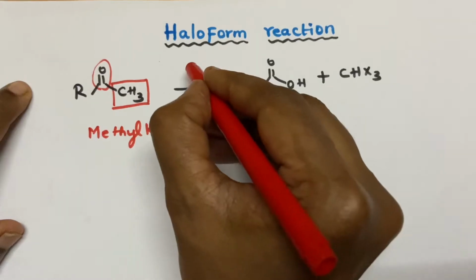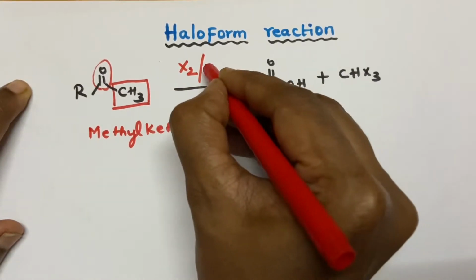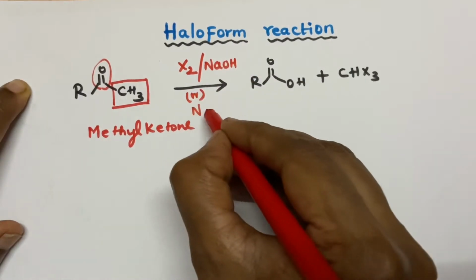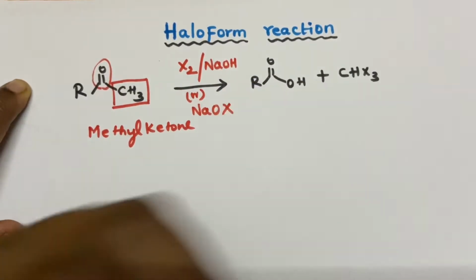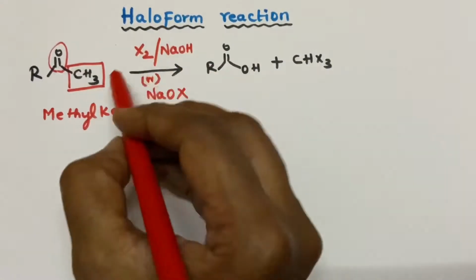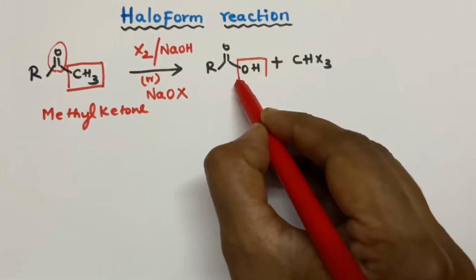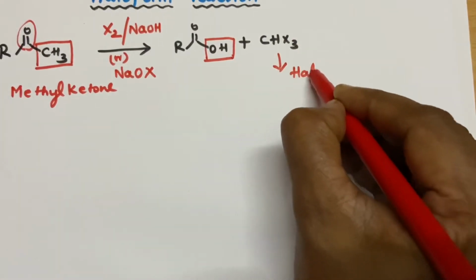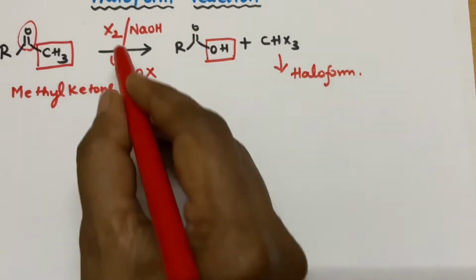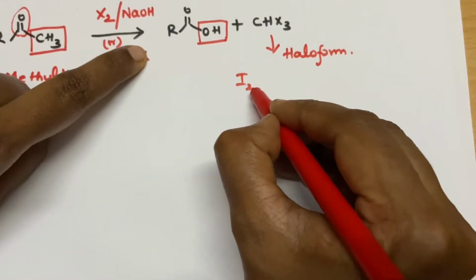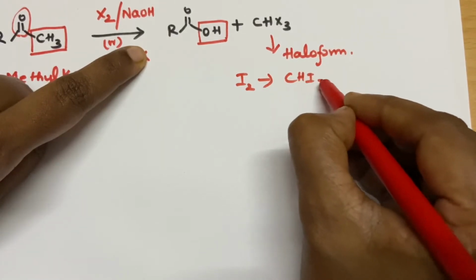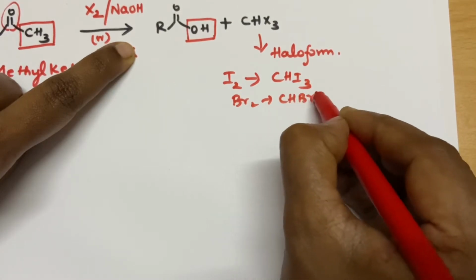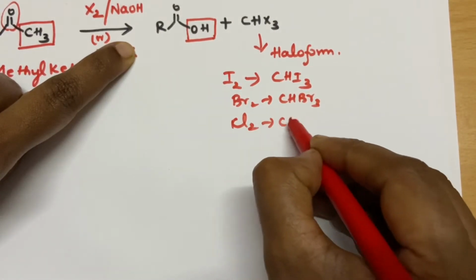When you treat this with halogen in presence of sodium hydroxide, or the reagent could be NaOX, hypohalide, the CH3 would have been replaced with OH, and you will get this byproduct. This we call as haloform. When we use the halogen as iodine, you will get CHI3. This is known as iodoform. When it is bromine, you will get bromoform. When it is chlorine, it is chloroform.